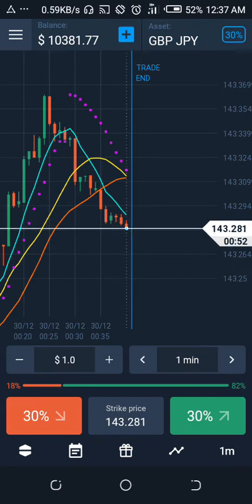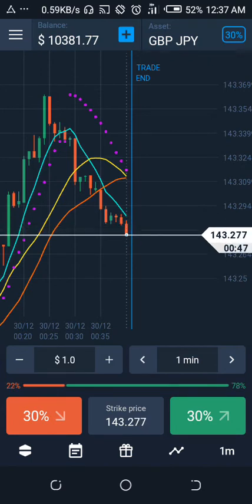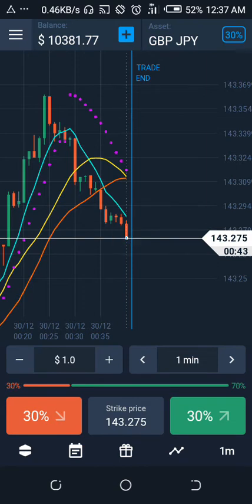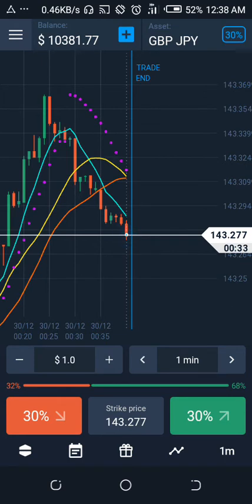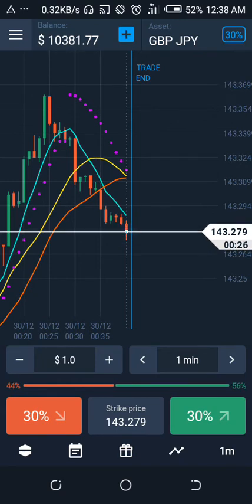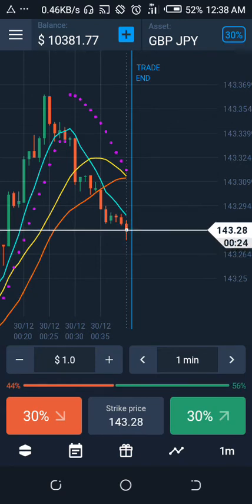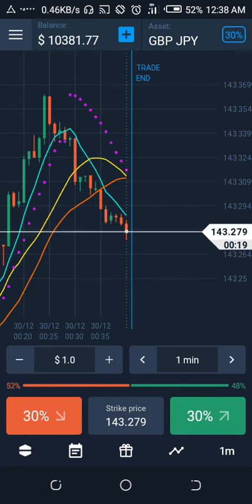Now, I'm waiting for another good entry. As you can see, about 2-3 trades. Let me count it. Don't forget, we entered our trades here: 1, 2, 3, 4, 5, 6. About 6 minutes ago, I have not executed any trade. Why? Because I'm waiting for the good entry. So it's all about patience.